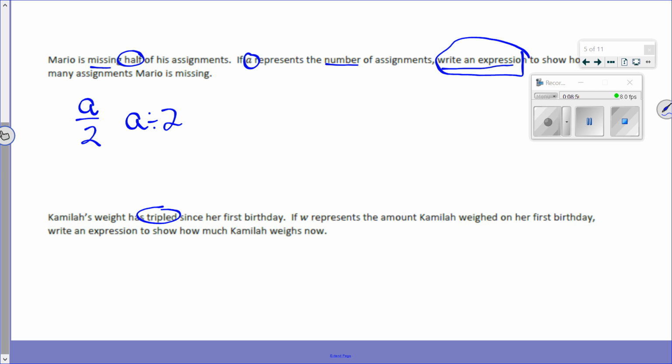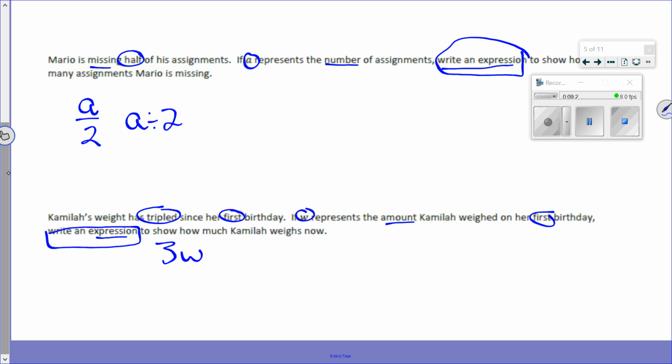Camilla's weight has tripled since her first birthday. If W represents the amount she weighed on her first birthday, write an expression. There's my task. Show how much she weighs now. Tripled means what? Times 3. So I would write that as W3. Your coefficient always has to come first. I did W times 3.